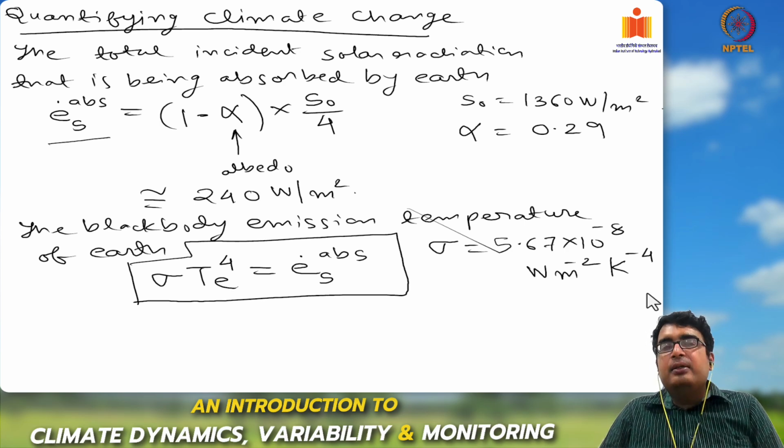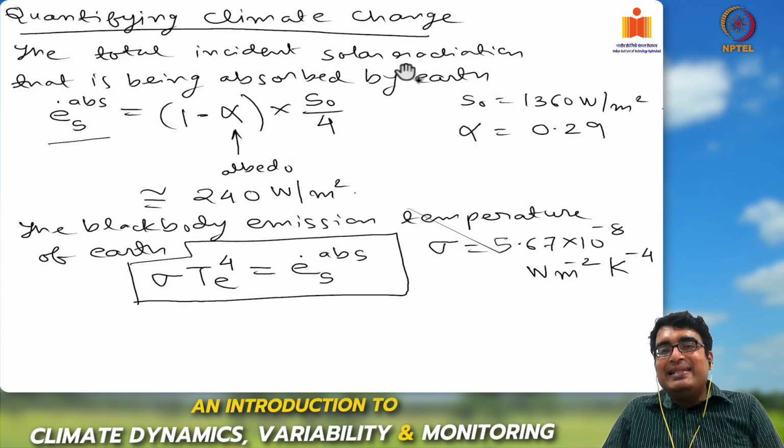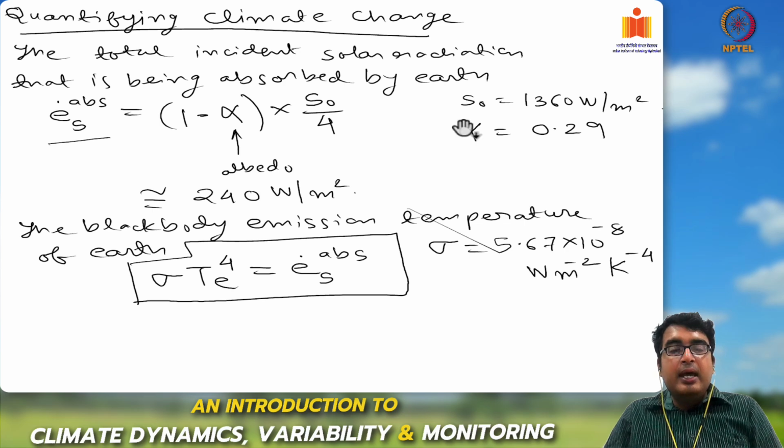Before we begin, let us briefly recapitulate some of the things that we have learned before. For example, we know that the total incident solar radiation that is being absorbed by the Earth, which we will call E dot S absorbed, is (1 minus alpha) times the solar constant S0 by 4, where the solar constant S0 is 1360 watt per meter square and the albedo of the Earth, alpha, is 0.29. And this comes to around 240 watt per meter square, a value that we have seen before.